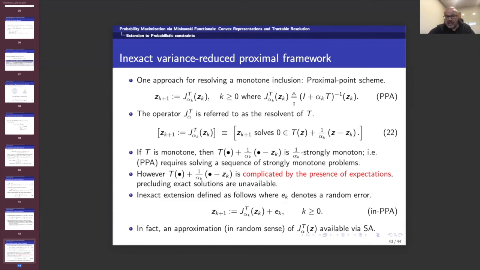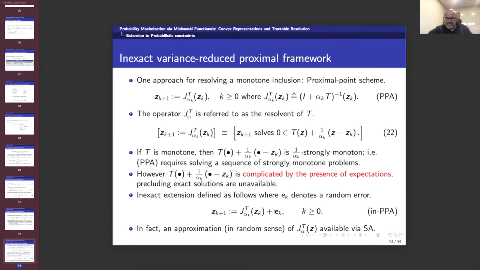But unfortunately, this resolvent problem is not easy to contend with, right? Because T, as I told you, contains an expectation. So I can't directly address it, and the way around that is to use an inexact proximal point method. The inexact proximal point method essentially says, I'm going to use the original proximal point method, but instead of using the resolvent, I'm going to use an inexact resolvent. So I'm going to use a resolvent plus some EK, where EK is some random error.